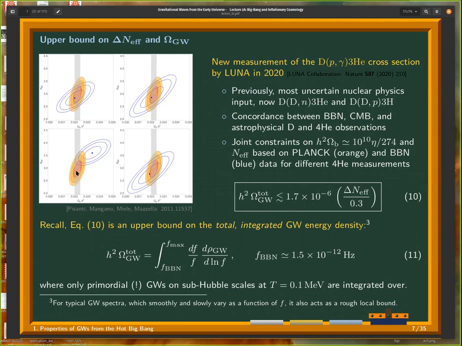As I understand correctly, this lunar measurement here last year has already been a major achievement. The paper was published in Nature, and this has really removed a big uncertainty in these BBN calculations. And I'm not sure how fast they will be able to make progress on these other nuclear cross-sections.